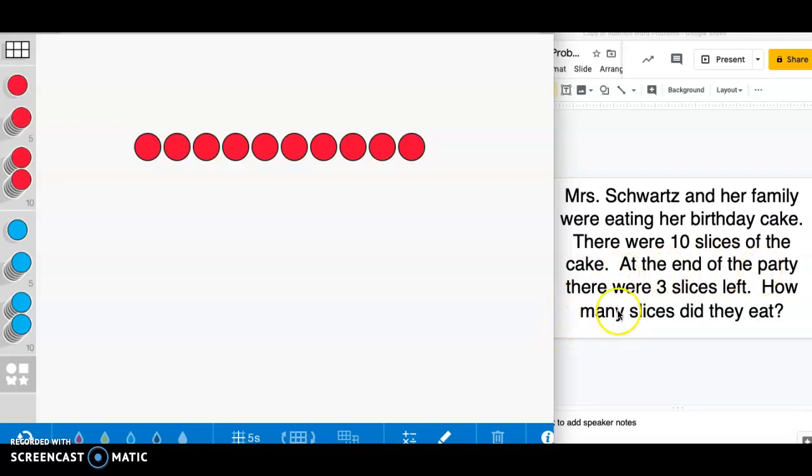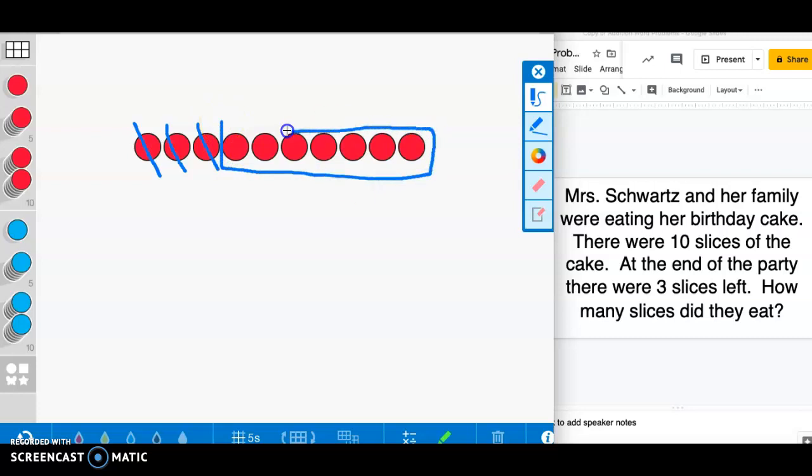So at the end of the party, there were 3 slices left. How many do I need to cross out? Yes, I need to cross out 3. So take your pencil or crayon and let's cross out 3 together. 1, 2, 3. How many slices did they eat? Well, now we know that all the ones that are left here are the ones that they ate. So let's count. 1, 2, 3, 4, 5, 6, 7. They ate 7 slices. Now we need to write our number sentence.